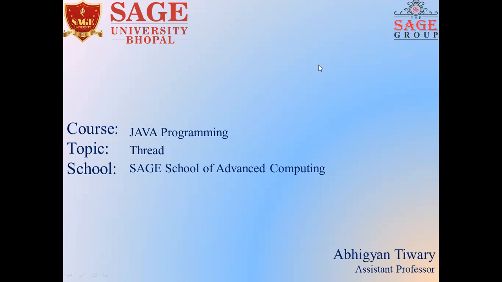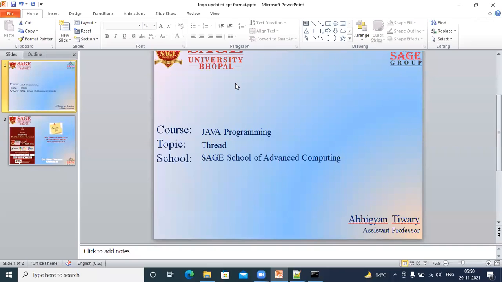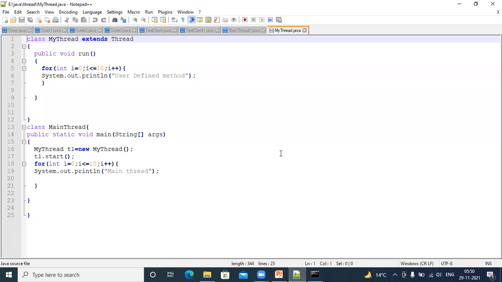So today we are going to see thread. Let's see how we are going to create a thread. There are two ways through which we can create a thread. First of all, we can extend the Thread class, that is the main class. And the second way is that we implement a Runnable interface.